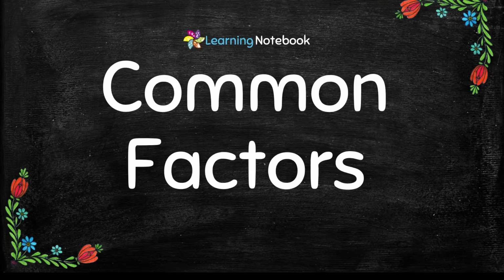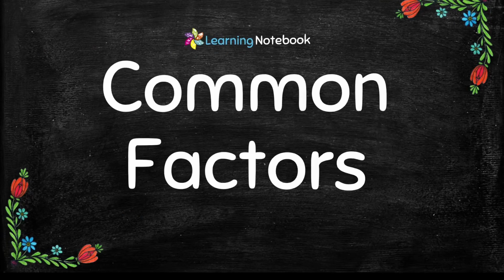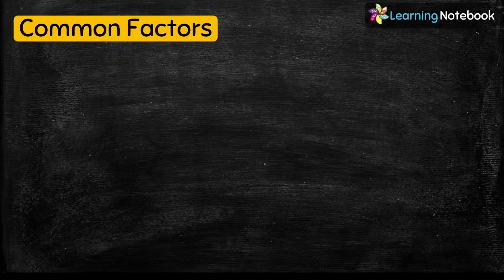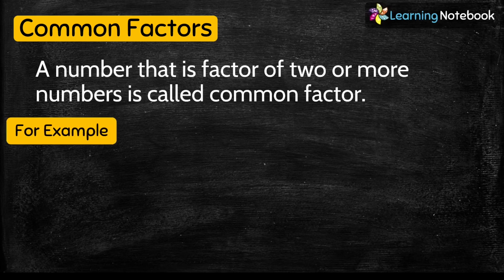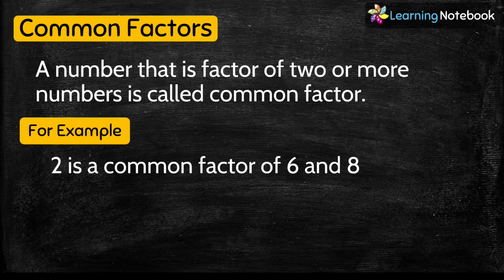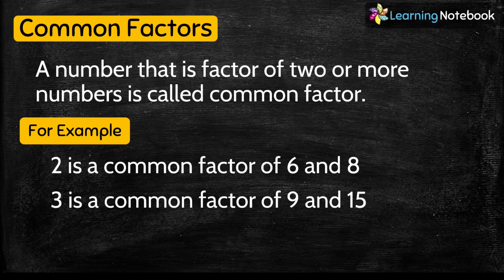Now our next topic is common factors. So what is a common factor? A number that is a factor of two or more numbers is called a common factor. Let's see some examples. 2 is a common factor of 6 as well as 8. Similarly, 3 is a common factor of 9 as well as 15.